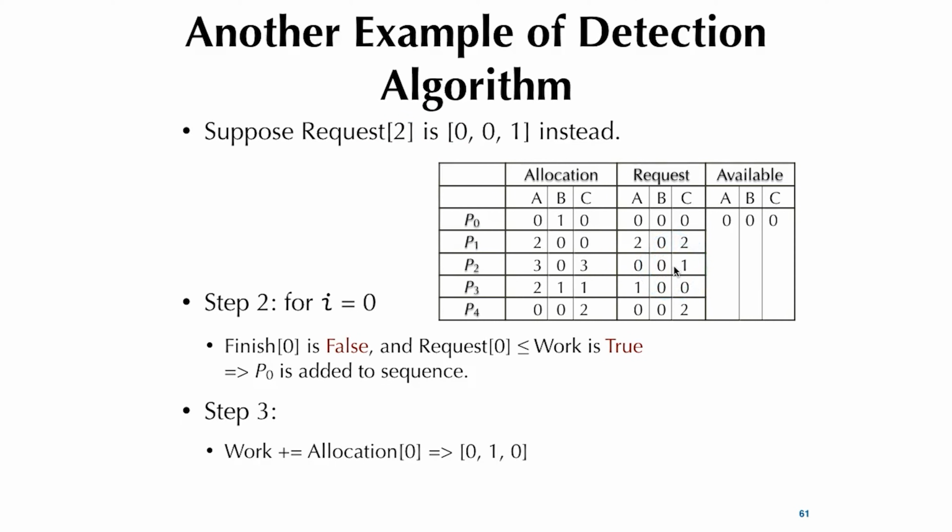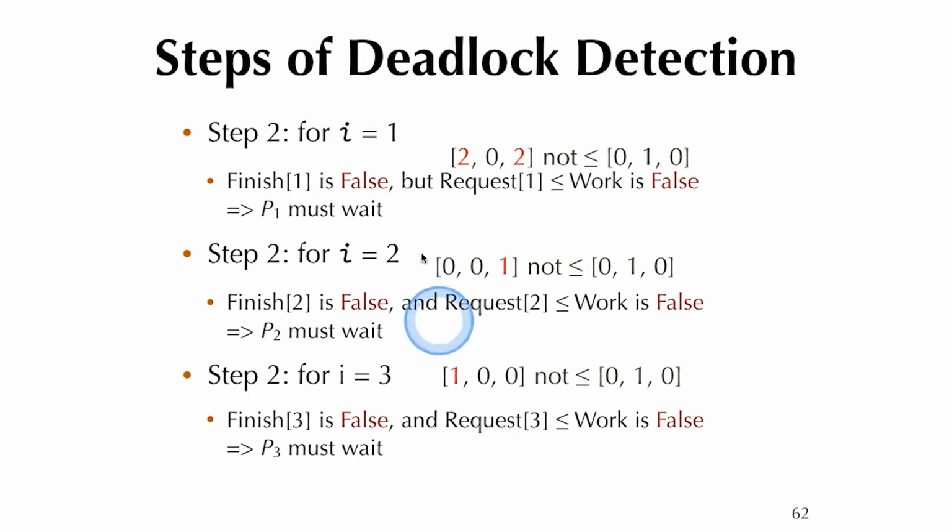Another example, so suppose request of process 2 is 001 instead of no request, 000, which was the previous example. So still we go from 0, 1, 2, 3, 4. 0 we knew didn't make any additional requests, so it's done, and then its allocation is added back. I is, well, we knew it couldn't be fulfilled before, so it must wait. I equal to 2, that's the new one, right? Because it was 000, now it's a 001.